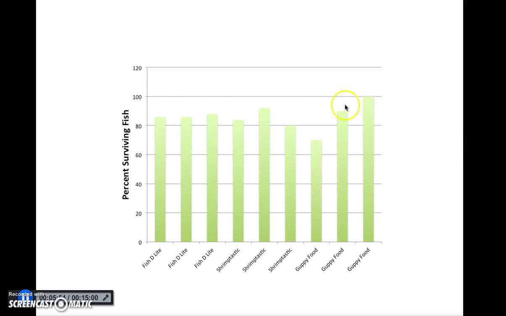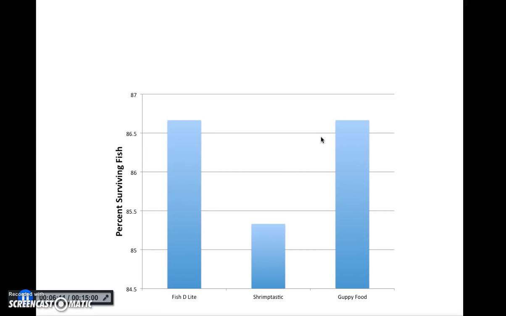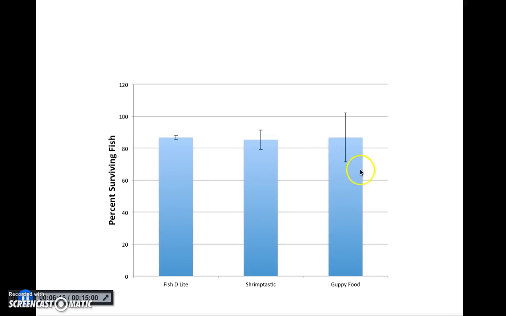So going back to here, for example, Fish Delight gives a very consistent result of around, I don't know, 84% survival. Whereas Guppy Food might average around 84% as well, but there's a lot of variability here, right? Some of my tanks only 70% survived. So I don't want to lose that information, and the way we do that is by adding error bars that represent the standard deviation of the data that you average.